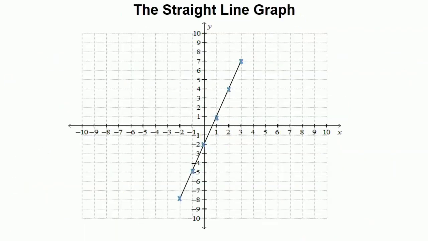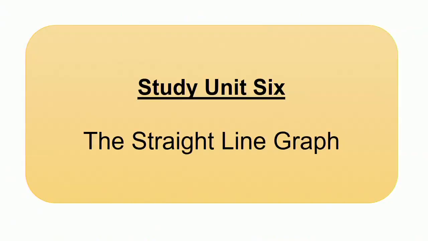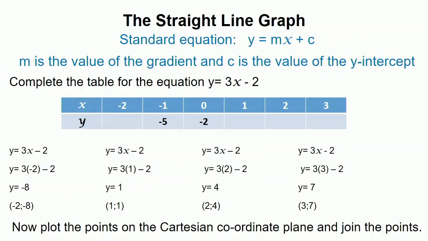So if we go to the Cartesian coordinate plane, straight line graph, we have the x-axis and the y-axis. We plot those points. We have to plot minus 2, minus 8. Look, we've got minus 2 on the x-axis. You go 2 to the left from the origin and 8 down. So there's my point. Do you see the cross? Minus 2, minus 8. The next one, minus 1, minus 5.